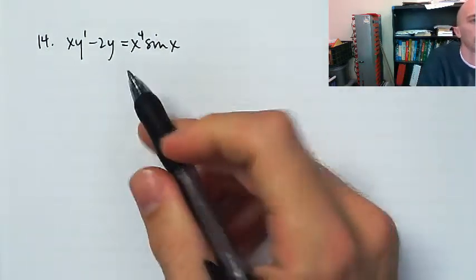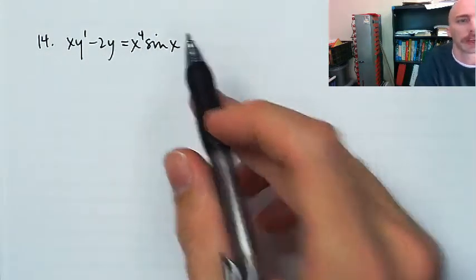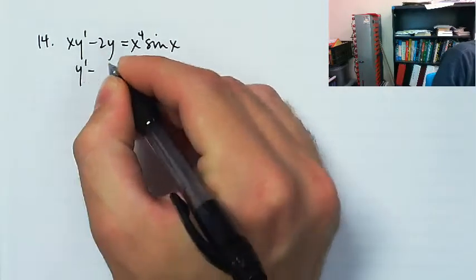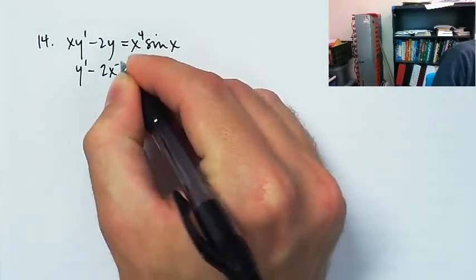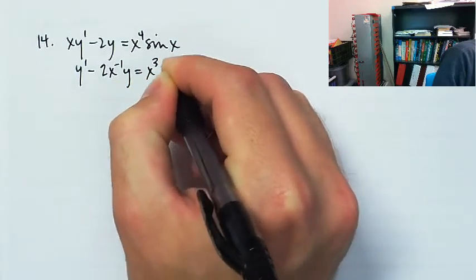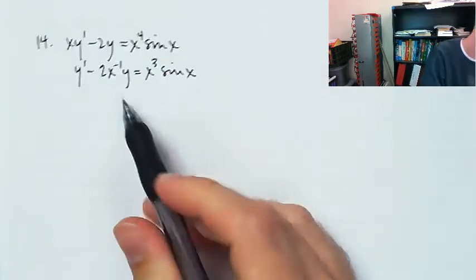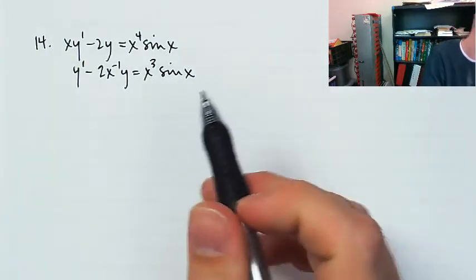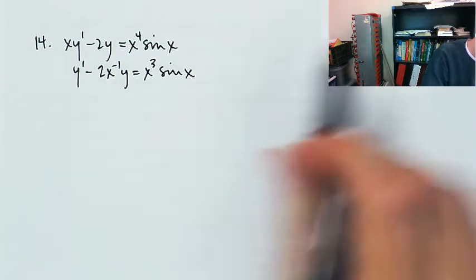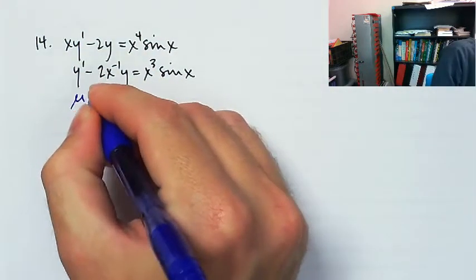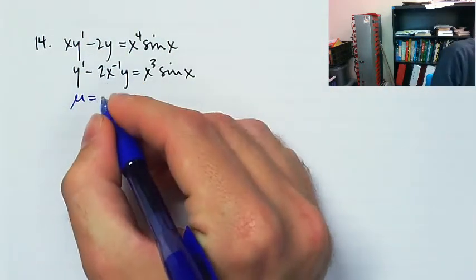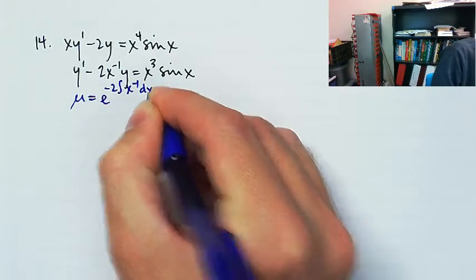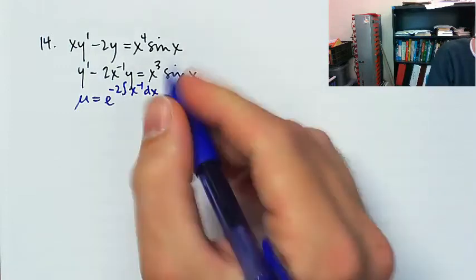All right, this next one, x y prime minus 2y equals x to the 4 sine x. I'm going to have to start by dividing by x. It seems to be a pretty popular trend here. I'm not sure how this is going to go. Yeah, it's going to have x sine x. It's going to be a bit of an annoyance, but we'll be able to work with it. Okay, I'm going to find my integrating factor. E to the antiderivative of negative 2x to the negative 1. Okay, so that'll be x to the negative 2 power.